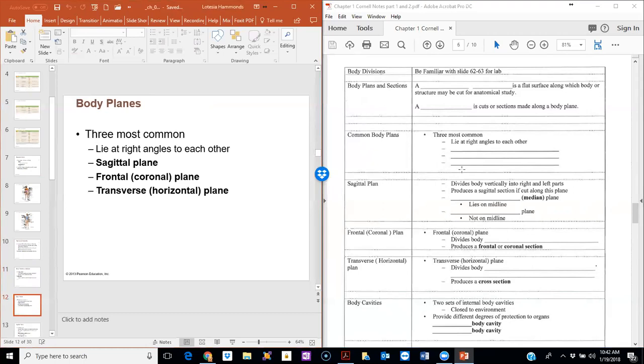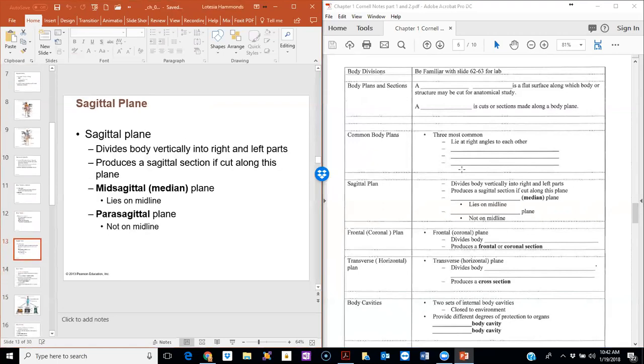Okay, I'm going to briefly talk about each one of the body planes. First is the sagittal, and I'm here on your notes. The sagittal body plane divides the body vertically into right and left parts. It produces a sagittal section if cut along this plane. And the sagittal would be, again, right and left parts, so right down the middle of the body.